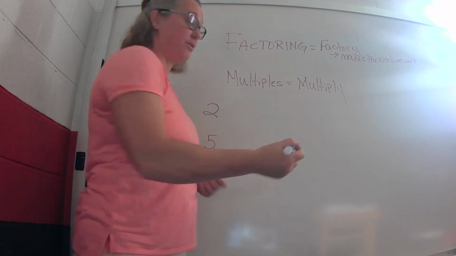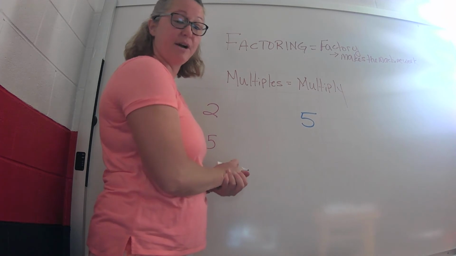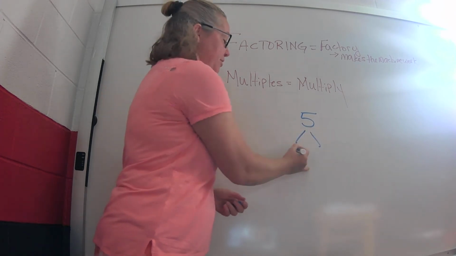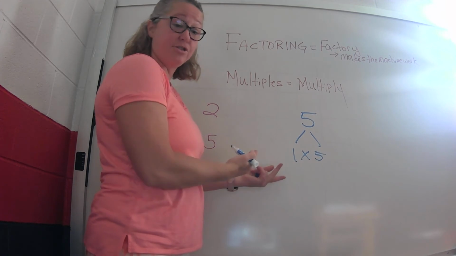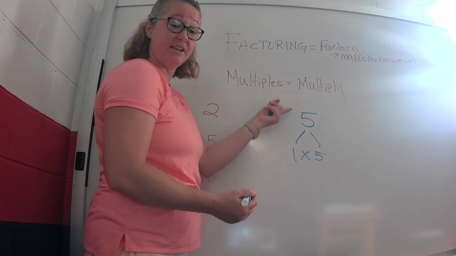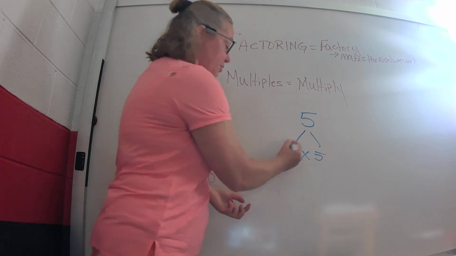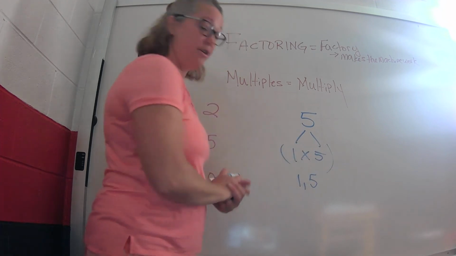Let's do a quick review. Let's go ahead and factor out 5. Well, what's our factor pairs of 5? We start with 1 times 5. Well, there isn't any other factors that make this machine work. The 5 is our machine. We're putting the stuff into the machine to make it work. So we have 1 factor pair. We have 2 factors. 1 times 5.